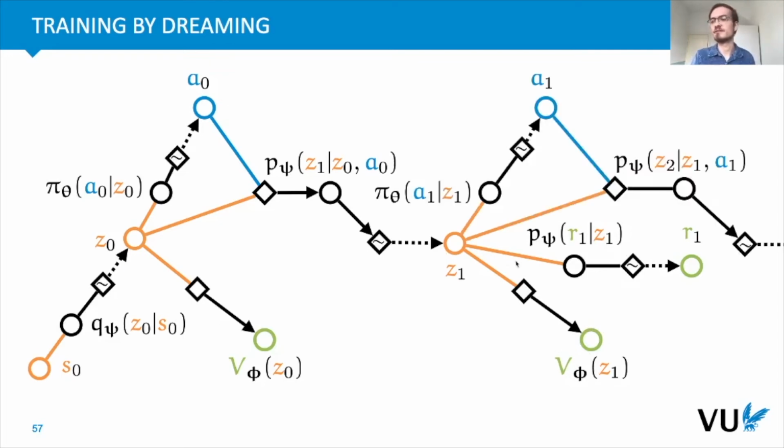And just keep on repeating. So we use a state to predict an action and sample an action, and then again compute the transition dynamics for the next state.